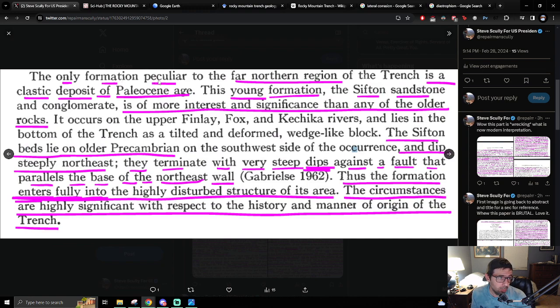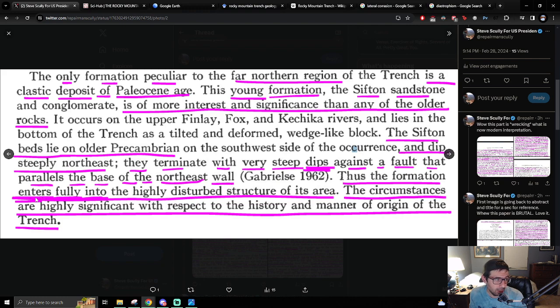The only formation peculiar to the far northern region of the trench is a clastic deposit of Paleocene age. This young formation, the Sifton sandstone, is of more interest and significance than any of the older rocks. The Sifton beds lie on older Precambrian and dip steeply northeast. They terminate with very steep dips against a fault that parallels the base of the northeast wall.